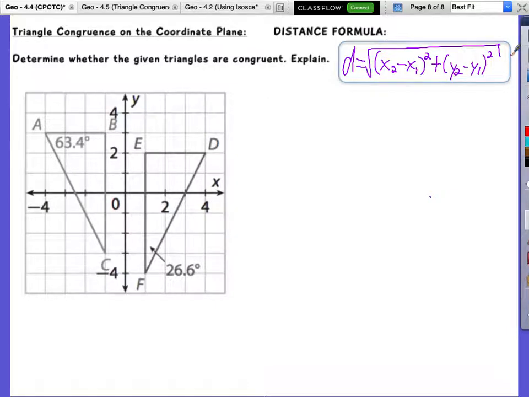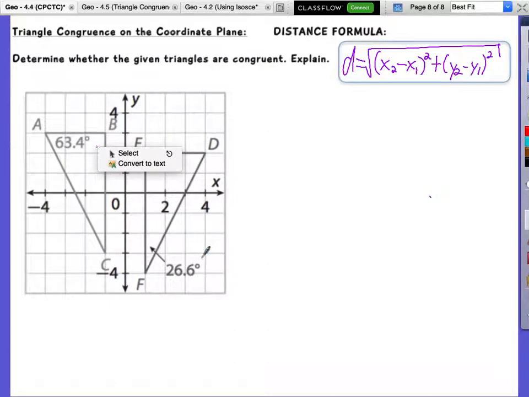Okay. So we need to determine whether these given triangles are congruent. How can we figure that out? Well, we have to make sure all their corresponding angles and corresponding sides are congruent. Do we know any of the angles on these triangles A, B, C and D, E, F? We know angle A is 63.4. We know F is 26.6.